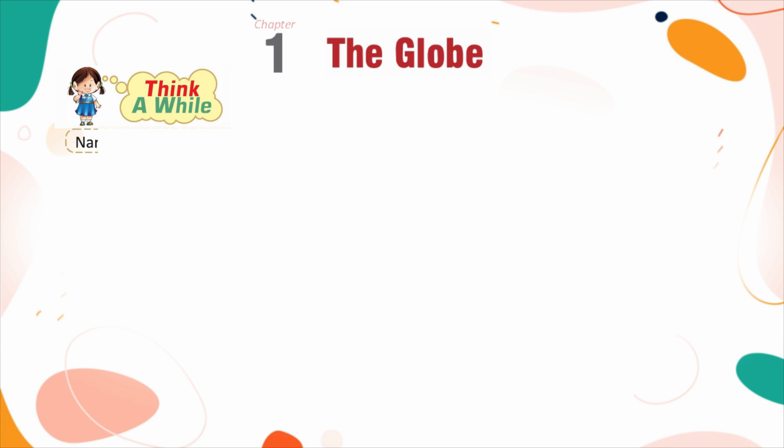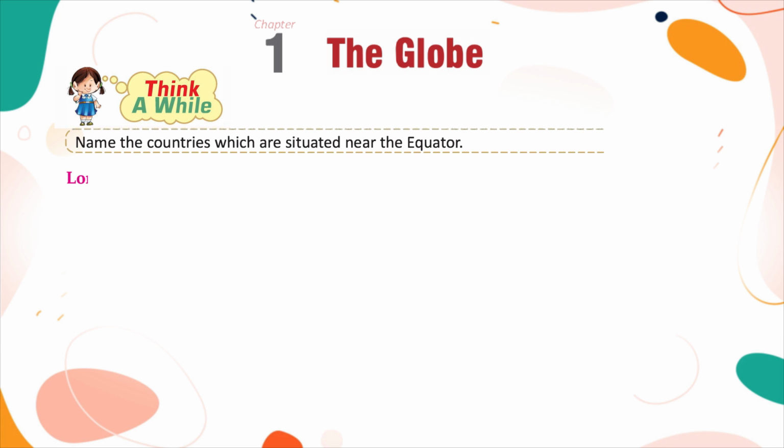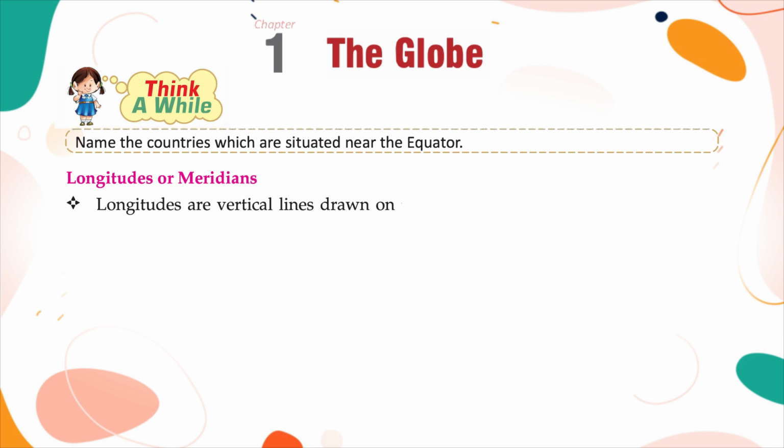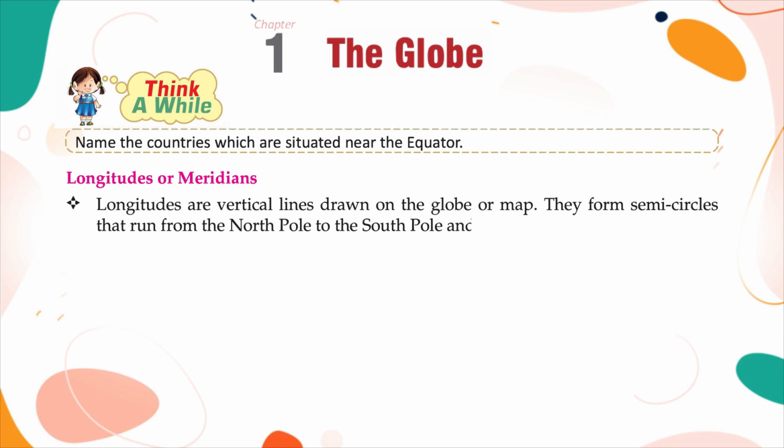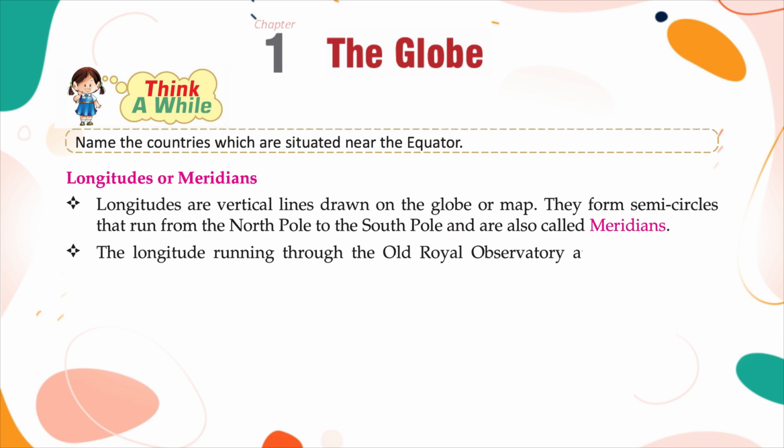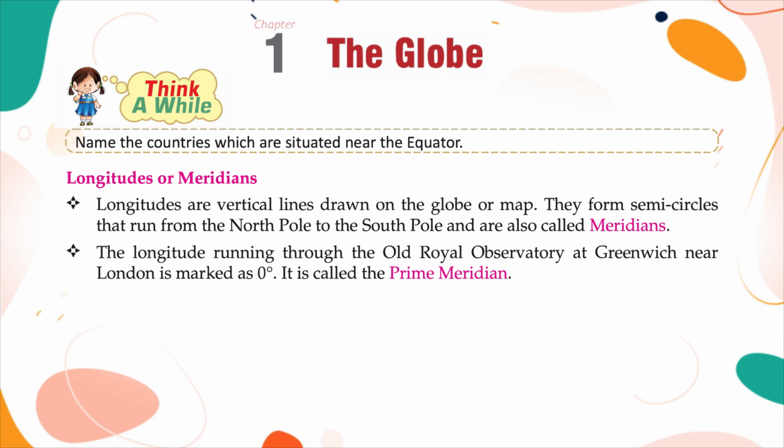Think a while. Name the countries which are situated near the equator. Longitudes or meridians. Longitudes are vertical lines drawn on the globe or map. They form semicircles that run from the North Pole to the South Pole and are also called meridians. The longitude running through the old Royal Observatory at Greenwich near London is marked as 0 degrees. It is called the prime meridian.